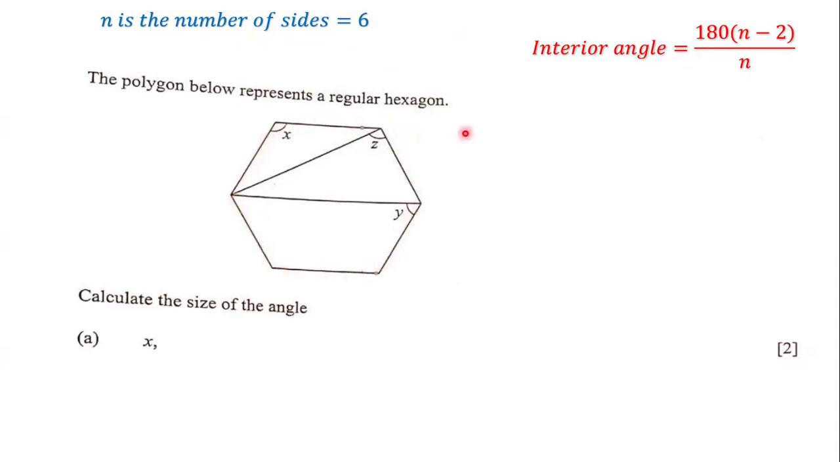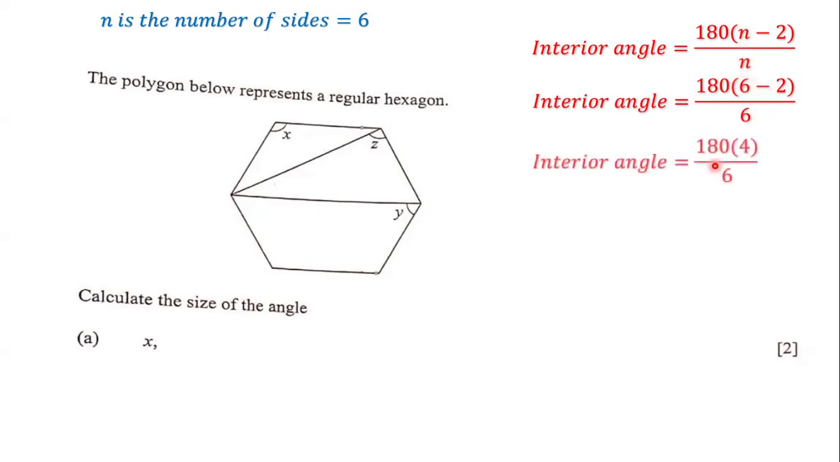So this regular hexagon has 6 sides. And so for n, we're going to put 6. And so what we have is 180, open bracket, 6 minus 2, close bracket, all over 6, because n is 6. Now we say 6 minus 2, and 6 minus 2 is definitely 4. So we have 180 multiplied by 4 all over 6.